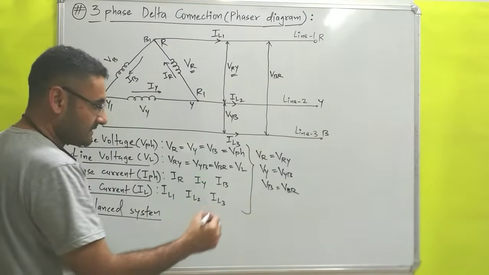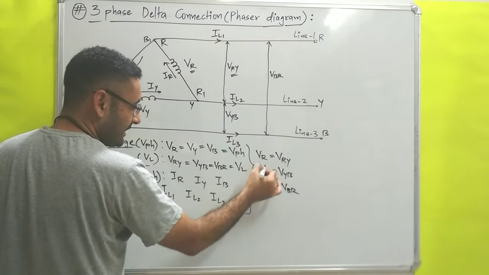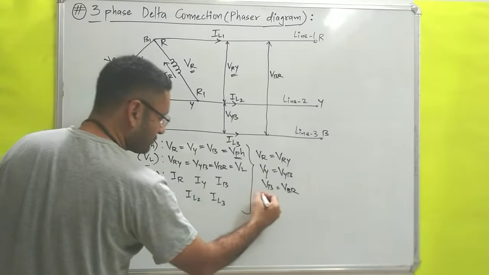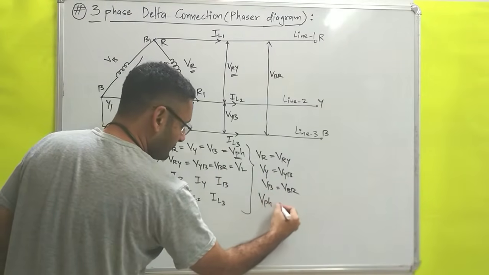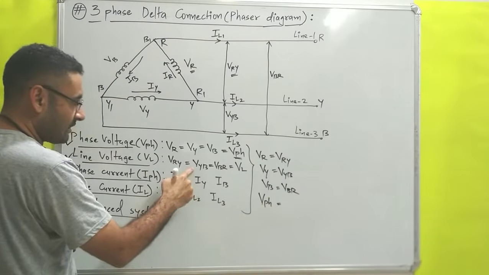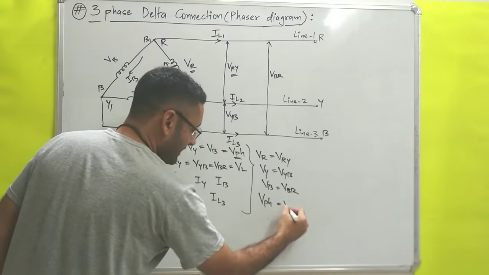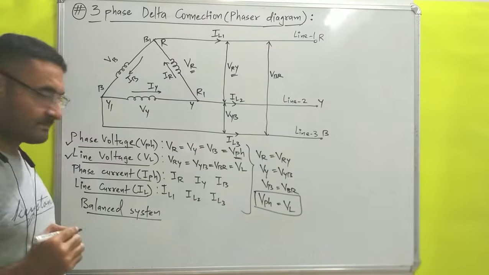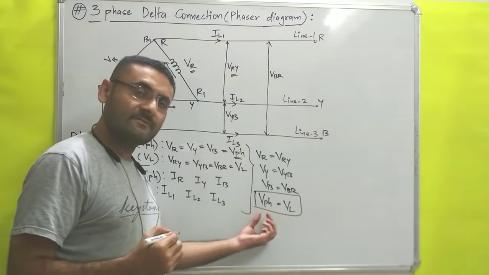Now for the balanced condition, we have said that VR, Vy and Vb are all equal, which is equal to Vph. And VRY, VYB, VBR are known as line voltages, which is equal to VL. So we have derived the relationship between line voltage and phase voltage.